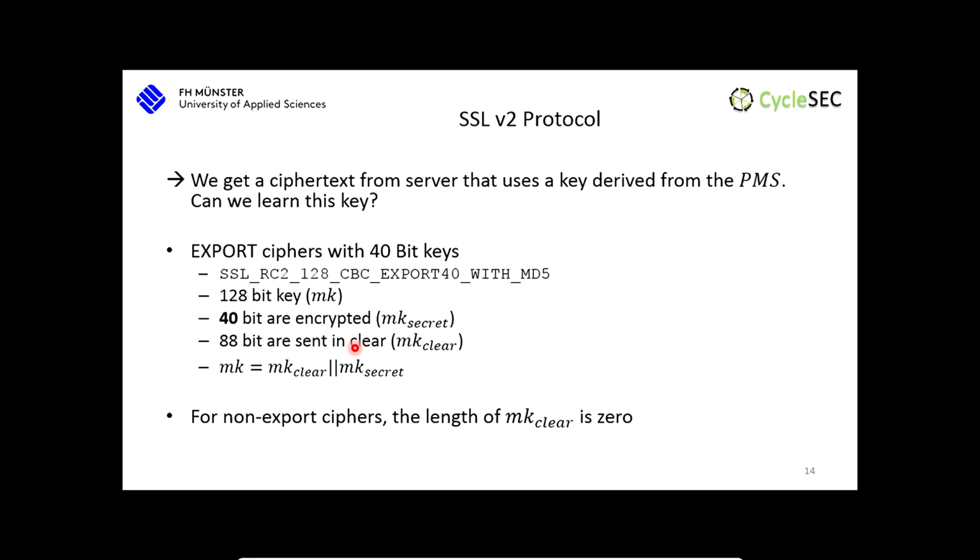When you look at the implementation, the master key will be built in a way that the clear bits, the 88 clear bits, will be concatenated to the decrypted 40-bit secret keys, right? And obviously for non-export ciphers, you get the same cipher suite without the export 40 here. For non-export ciphers, the length of MK clear, so the bits that are sent in clear, is 0. Okay, fair enough, right? This is maybe not the best idea to do something like this from a politician's viewpoint, but still, it makes sense. Okay, at least in the 90s.